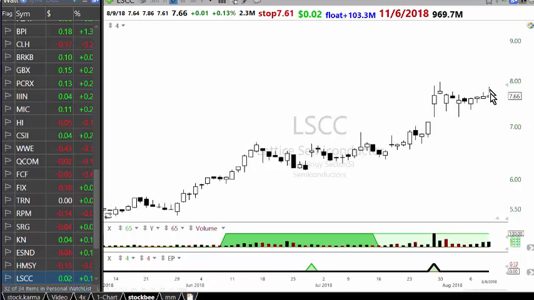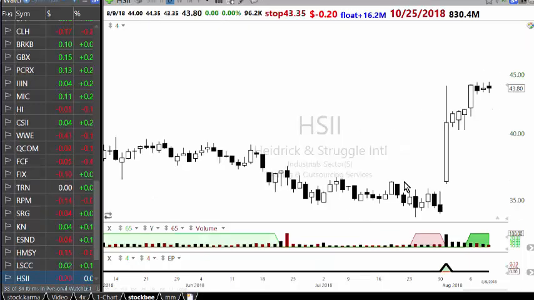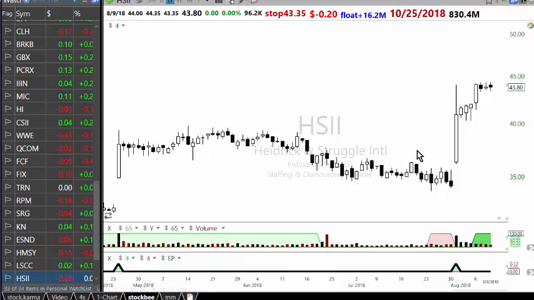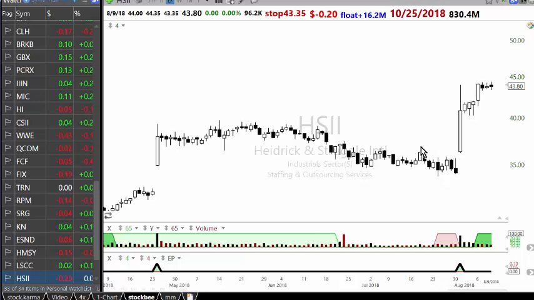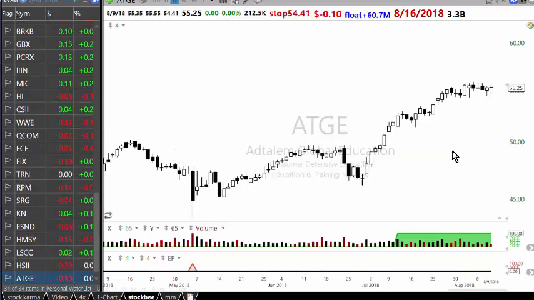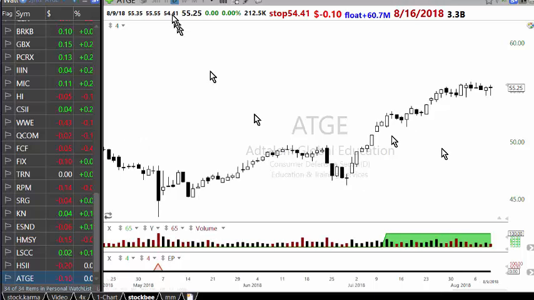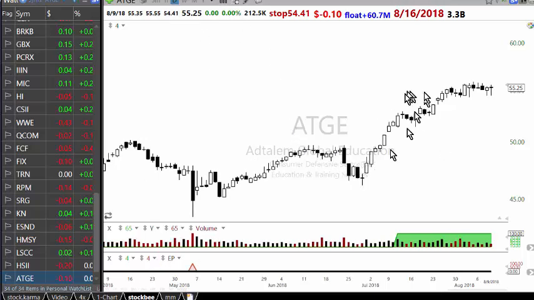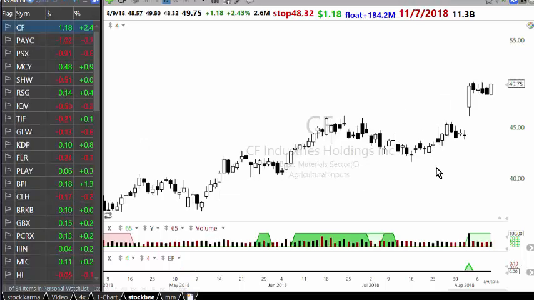LSCC, okay, this had a breakout and it failed, so you'll have to really wait for a breakout to happen. So there is no point in looking at setups like this. HSI, yeah, okay, staffing, ATGE, that's nice, 0%. See, stock is up or down 0%, right? This, as I said, is not anticipation. So you have really nice setups in this list, and you just need to prioritize.